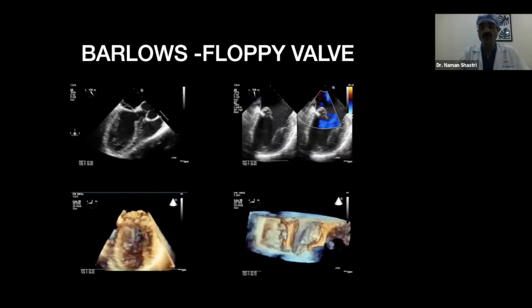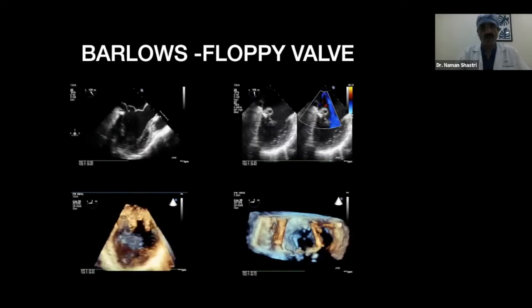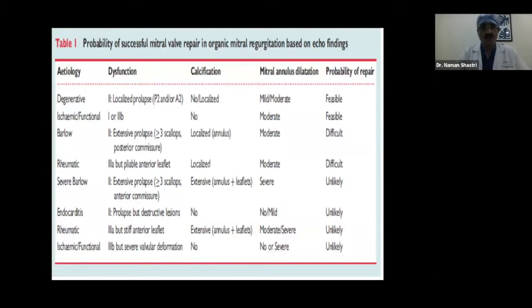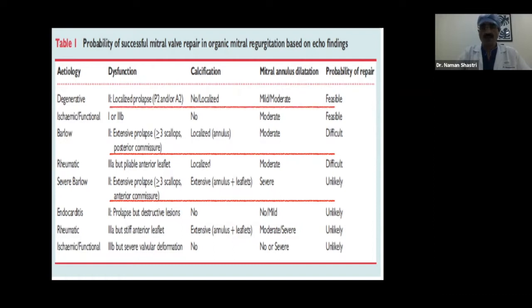Then what is new we are getting from 3D echocardiography? A very nice article was published in a European journal showing that even in Barlow's disease, if more than 3 scallops are involved, and if the posterior commissure is involved, then though it is difficult, it is still feasible to repair the mitral valve. But if it is more than 3 scallops with the anterior commissure involved, it is unlikely, and you should not even attempt the repair. In case of degenerative fibroelastic disease, if it is a localized prolapse at P2 or A2, it is feasible.